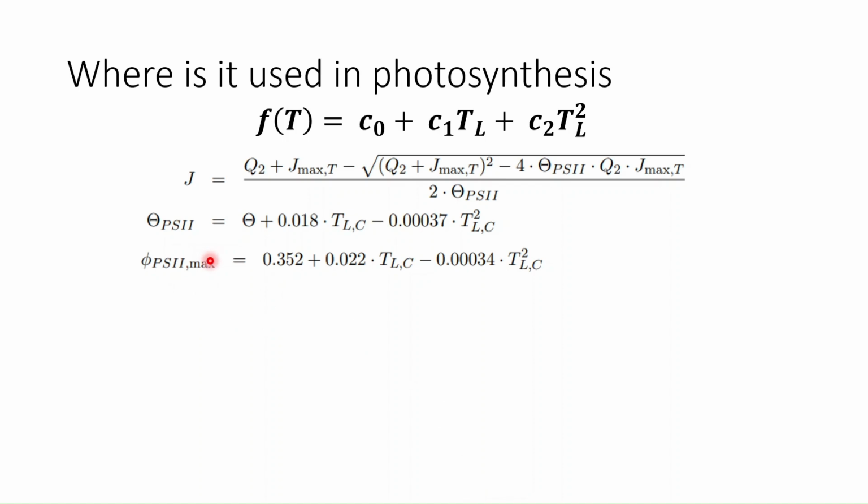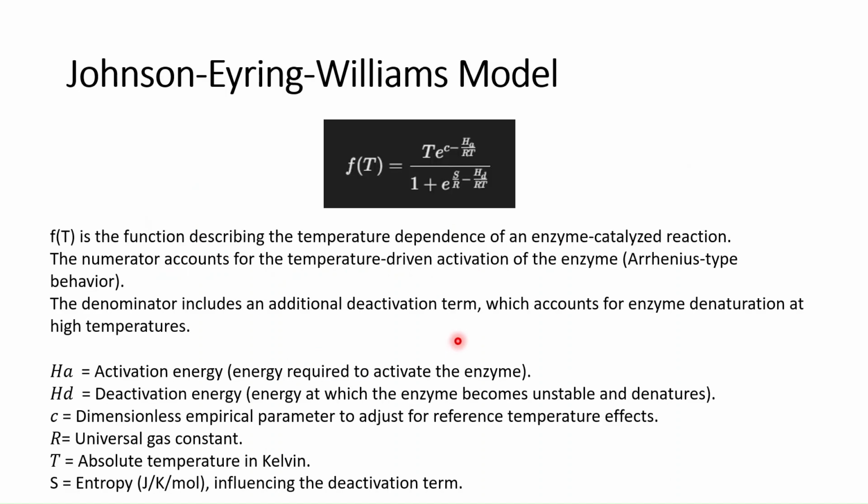If you estimate the Φ PS2 for say 25 to 45 degrees Celsius, the curve is going to be a curved line if the C2 is negative. Now there is another equation that is also a modification of the Arrhenius equation called the Johnson-Eyring-Williams model. In this also there is a representation of these various terms in the FvCB equation with respect to temperature. Here, T is the temperature at which the measurement is made or where the function is being estimated, C is the scaling parameter, and HA is the activation energy.